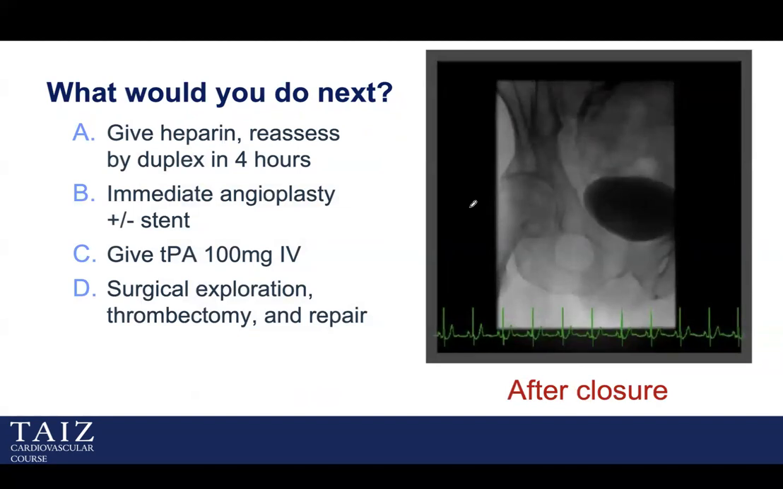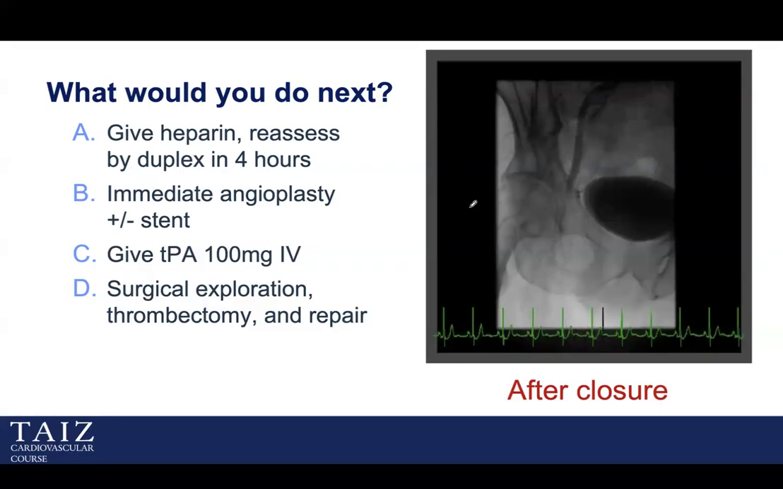So what would you do next? Things you have to think about: is this a thrombus, where you have to give heparin? Or is this an acute closure from the device, where you have to go in and open it and put in a stent? Or should you refer for surgery?